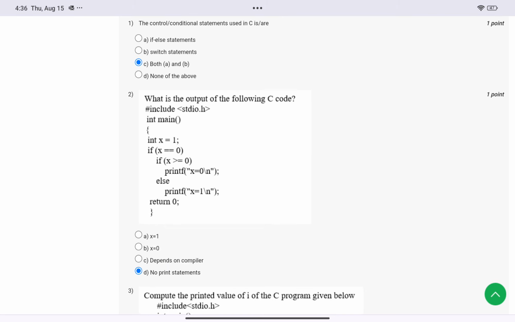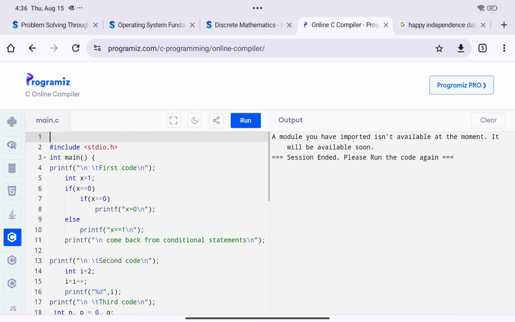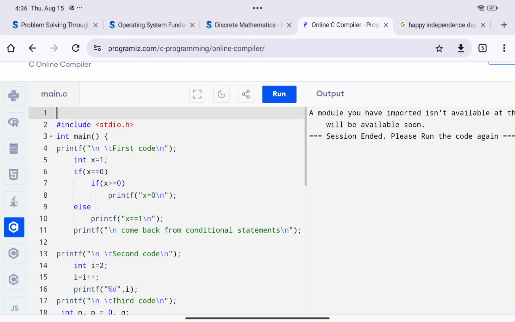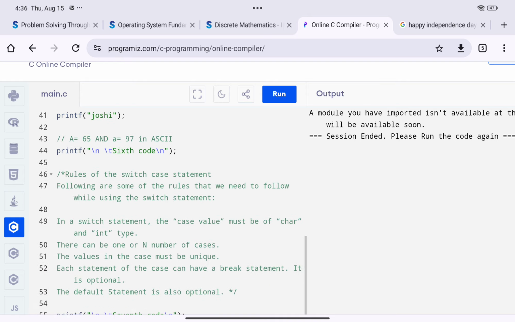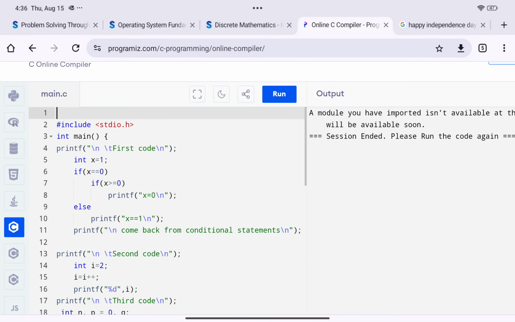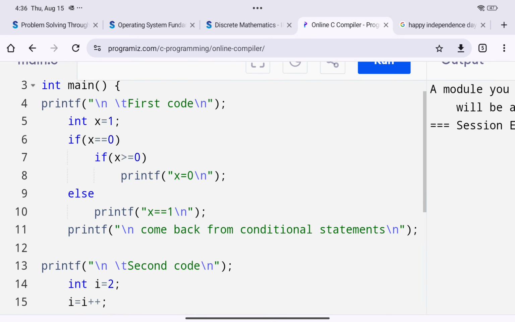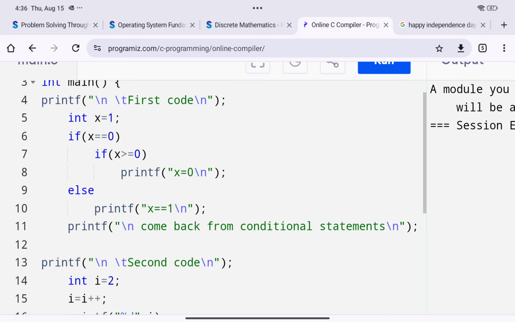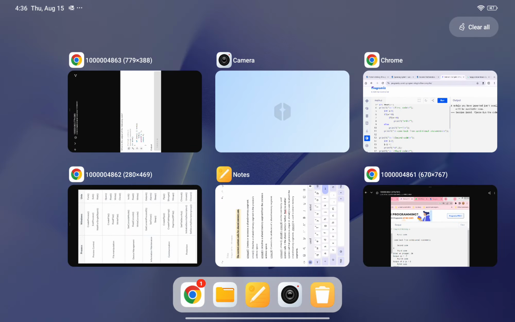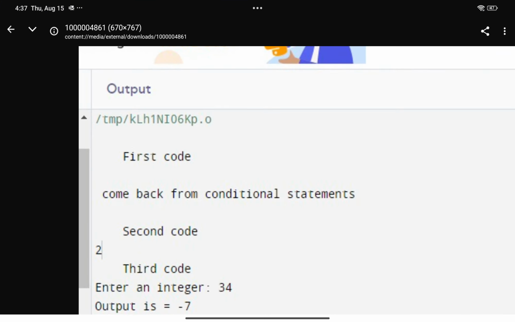Second question, what is the output of this program? If you are writing any such type of program, you can use a compiler, like programiz.com, or there are many compilers. So we have written all the programs here one by one. We have written the first code in this method. It is not possible to execute the code here, so I will show the output here. The first code's output comes back from the conditional statement.